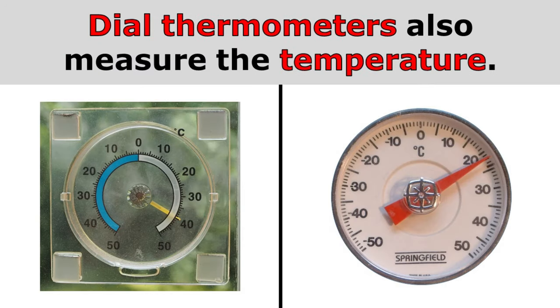Dial thermometers also measure the temperature, but it's important that you understand that on a dial thermometer, you start at zero and read from there. So the first thermometer is showing us that the temperature is between 39 and 40 degrees Celsius. When I look at the second thermometer, once again, I count from zero and I see that this thermometer is measuring a temperature of 22 degrees Celsius.